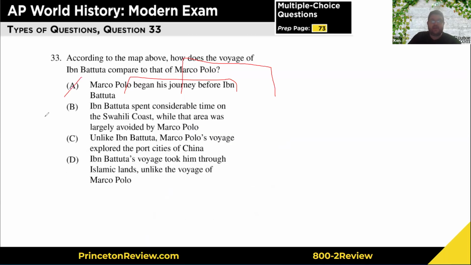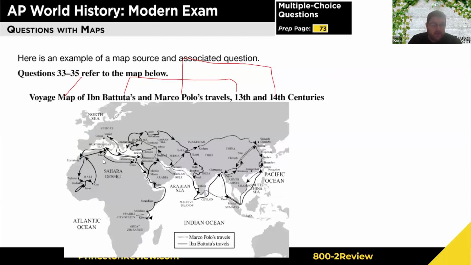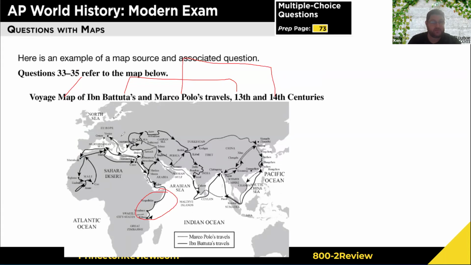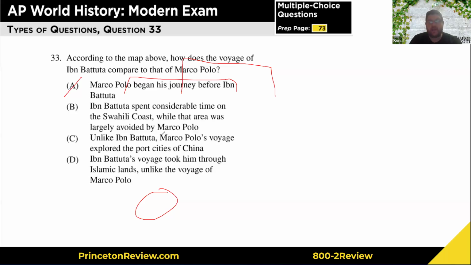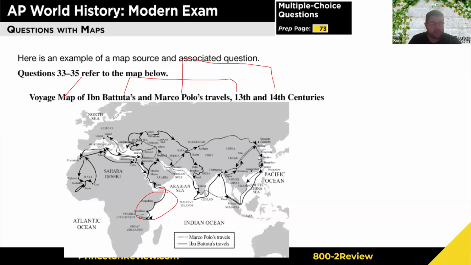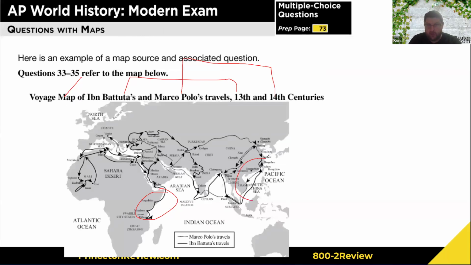B, Ibn Battuta spent considerable time on the Swahili coast while that area was largely avoided by Marco Polo. Going back, if I look for the Swahili coast, I do see that the solid line, Ibn Battuta, let me circle it for you, goes there. Marco Polo doesn't. So I like that answer. C, unlike Ibn Battuta, Marco Polo's voyage explored various ports in China. Not true. You're going to see that they both explored areas of China.